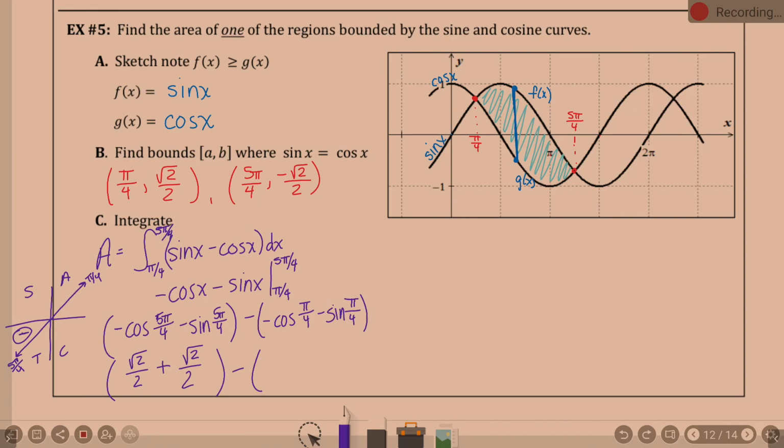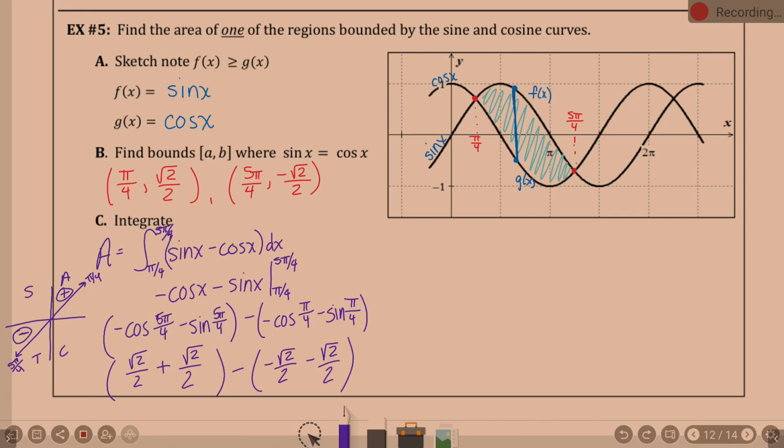What do we know about everything in quadrant 1? All positive. Everybody's positive, yes? So negative cosine of pi over 4 is actually negative square root of 2 over 2? Yes, because cosine of pi over 4 is square root of 2 over 2. Since it says negative, we're going to say negative. Minus another square root of 2 over 2.